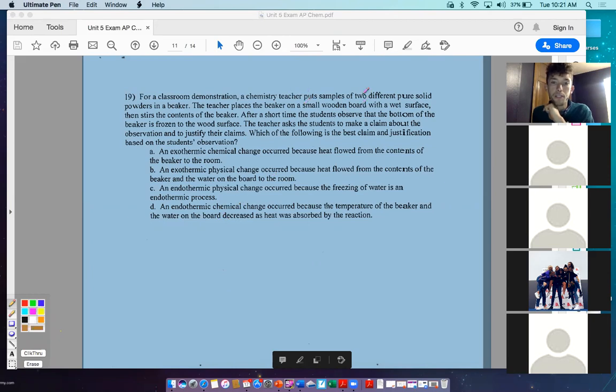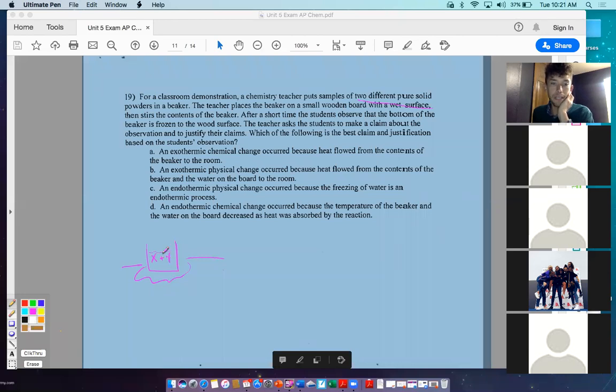So a chemistry teacher is mixing two different solid powders in a beaker. So there's a chemical reaction going on between these two different solids. The teacher then places that beaker. So I have two different solids in here, maybe solid X and solid Y, and they're reacting in the beaker. And then I put the beaker near some water. And as time goes on, that water ends up freezing. The bottom of the beaker is frozen to the wooden surface.